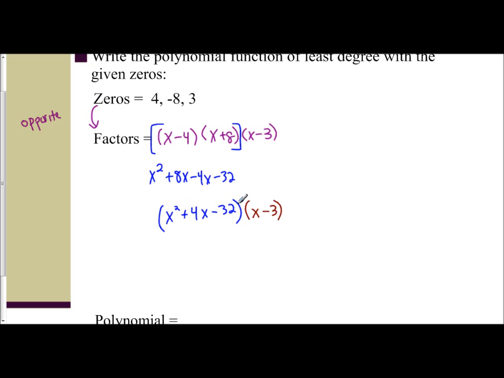X squared times x is x cubed. X squared times -3 is -3x squared. 4x and x is 4x squared. 4x and -3 is -12x. -32 and x is -32x. And -32 and -3 is positive 96.